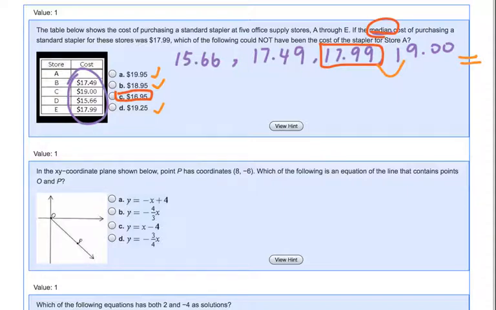If you have this kind of question, an easy way is to just plug in. Because for your O, the coordinates will be 0, 0. And P is 8, -6. Which means when you put x equals 0, y must be 0. If you put x equals 8, y must be -6.